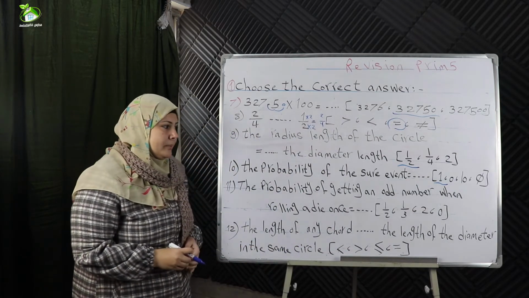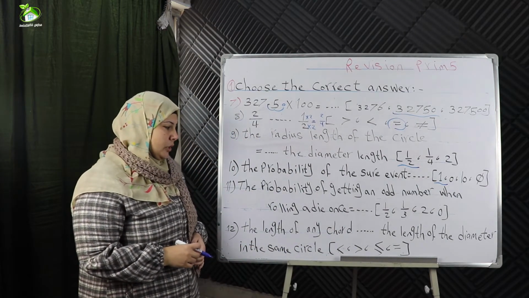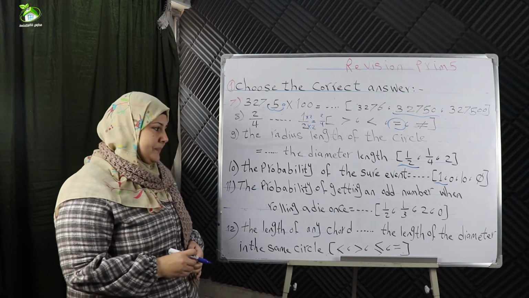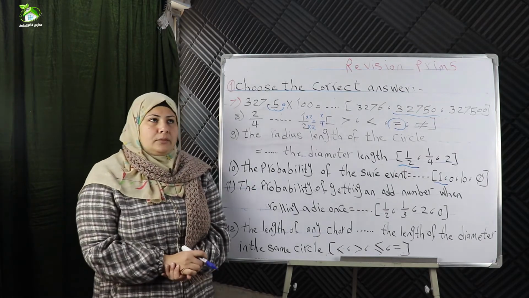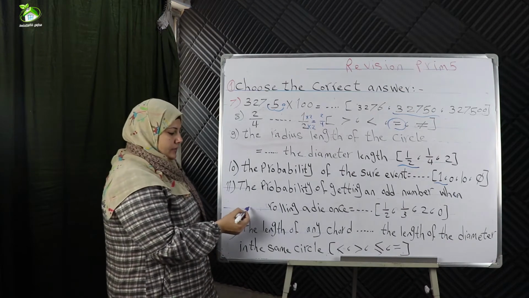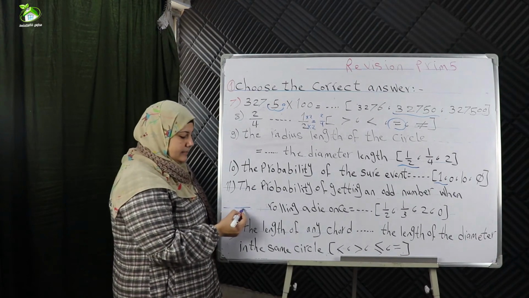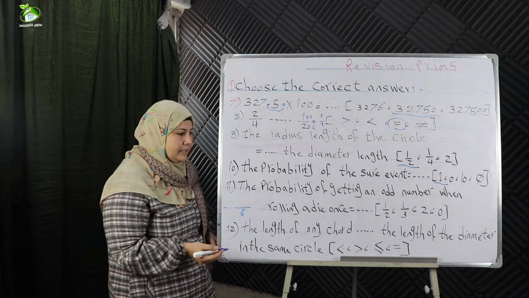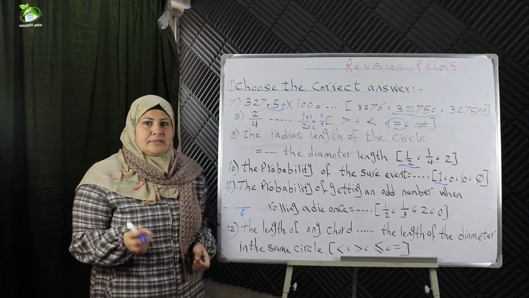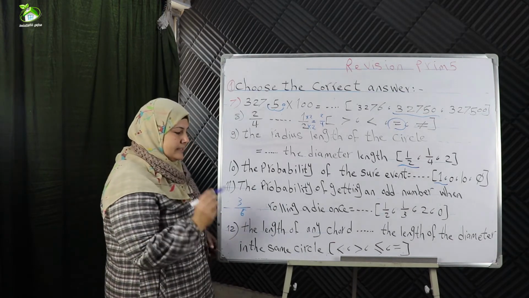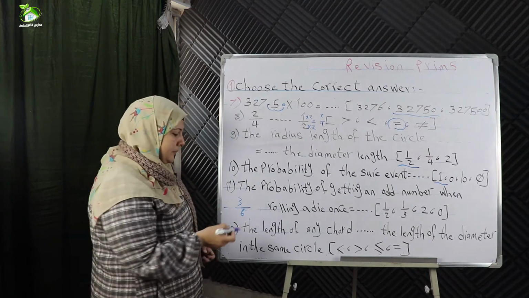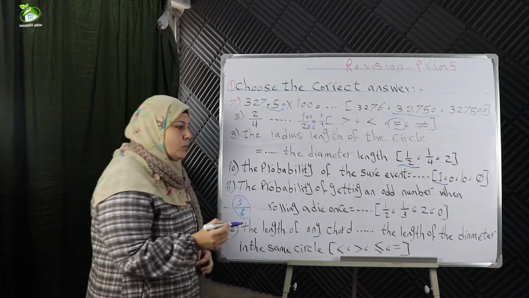Number 11, the probability of getting an odd number when rolling a die once. We know that all possibilities are 6, from 1 to 6. Odd numbers 1, 3, 5, it's 3. The probability of an odd number is 3 over 6, which equals half.